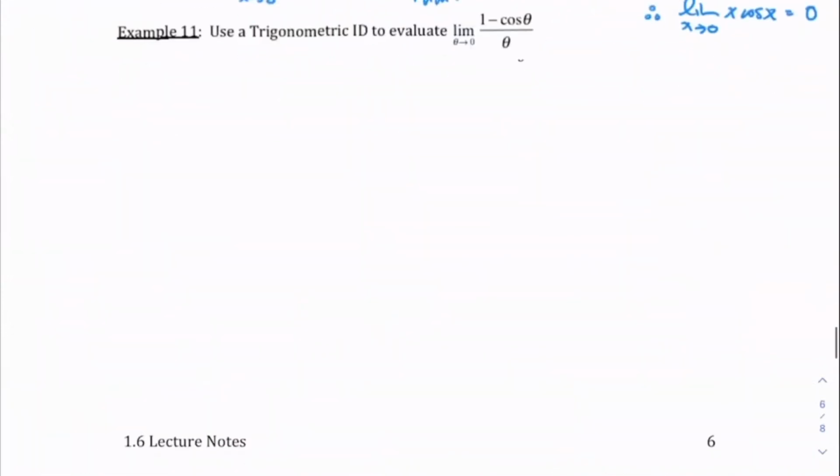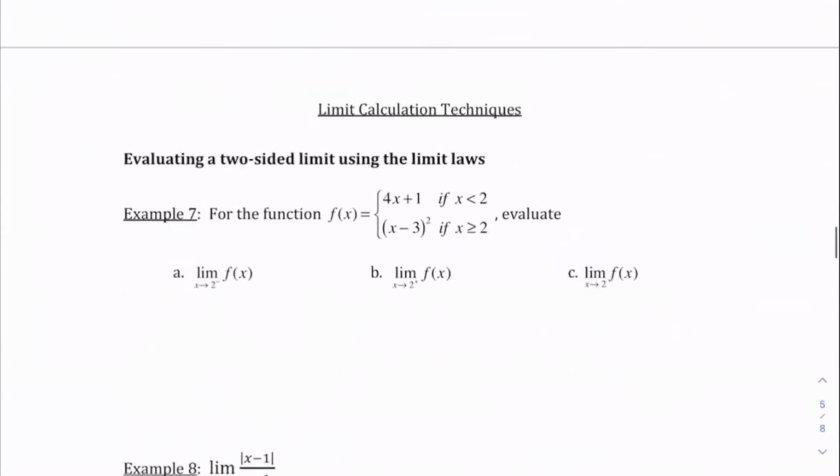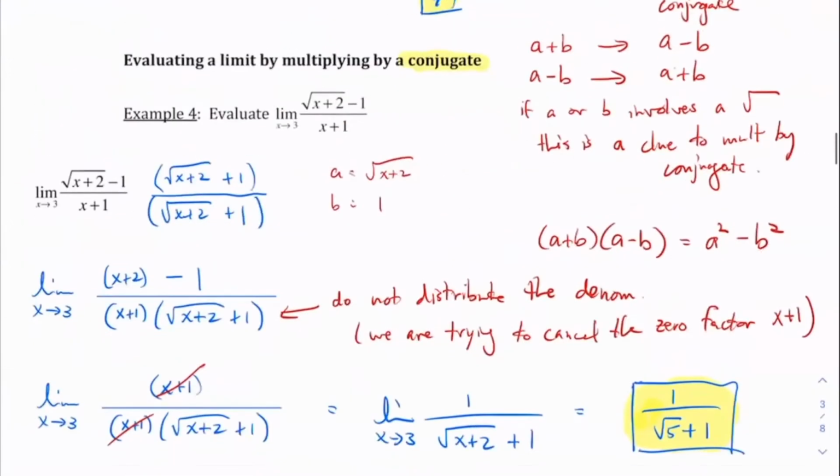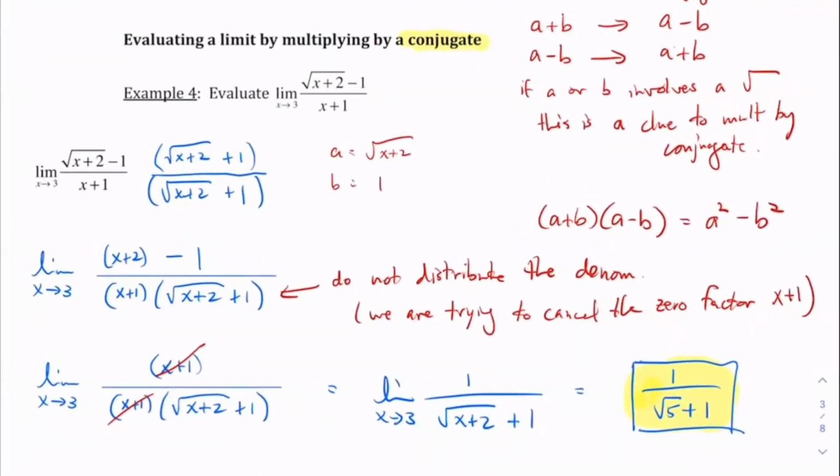Wait, sir, can I still see that? I'm trying to look at it still. This guy? Yeah. I'm still a little confused as to why we don't distribute right here. Do you see how in the next step I ended up canceling the x plus 1? So if I distributed it, there wouldn't be an x plus 1 to cancel. It would just be this three expression thing. Does that make sense?